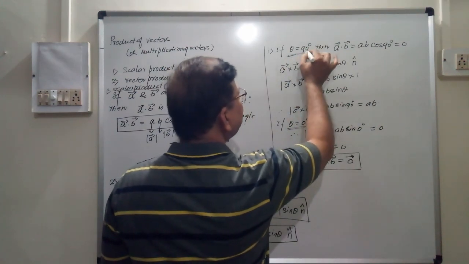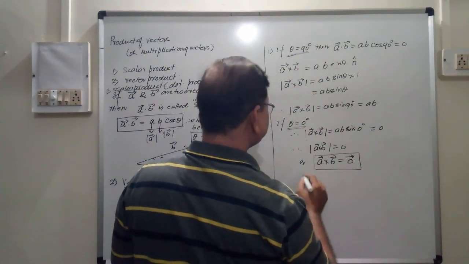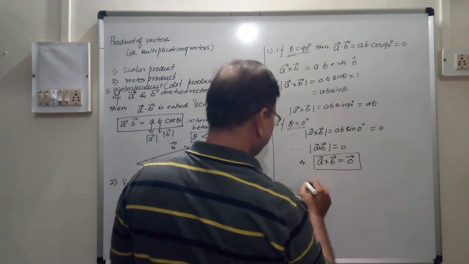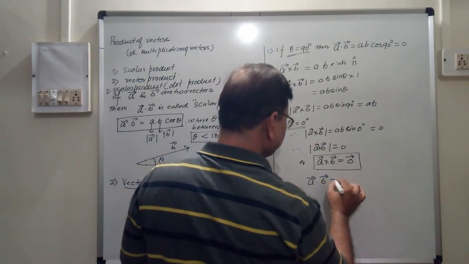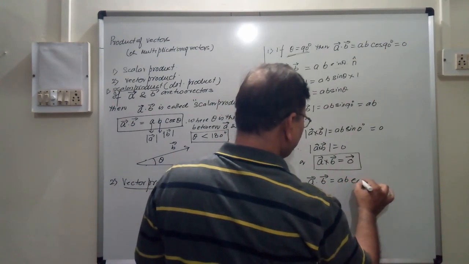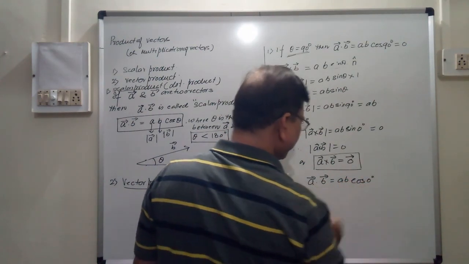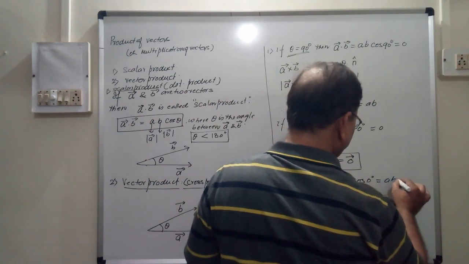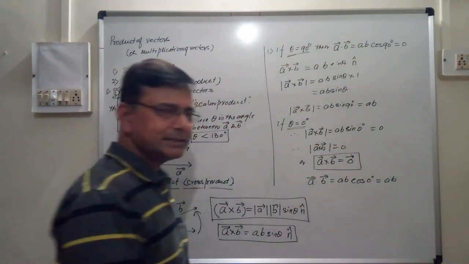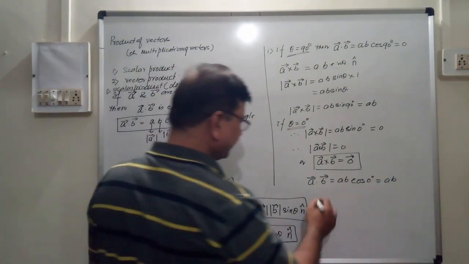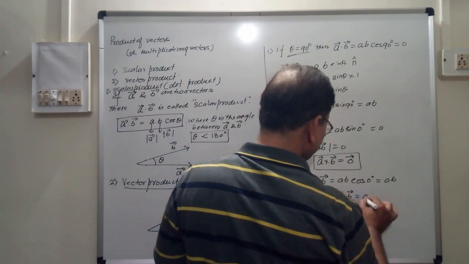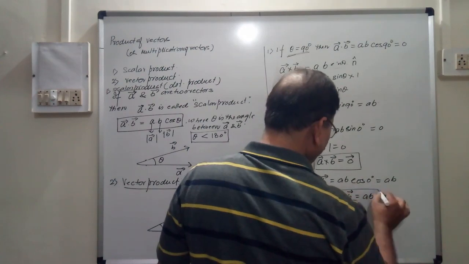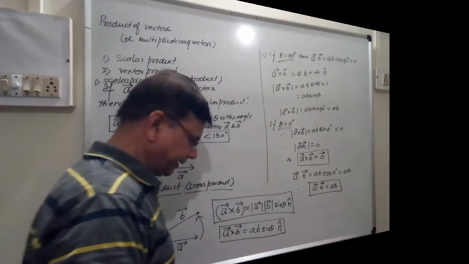If theta is 0 degree, then what about the dot product? A dot B is equal to AB cos 0 degree. That is equal to AB, simply because cos 0 is 1. So therefore A dot B is equal to AB when theta is 0 degree.